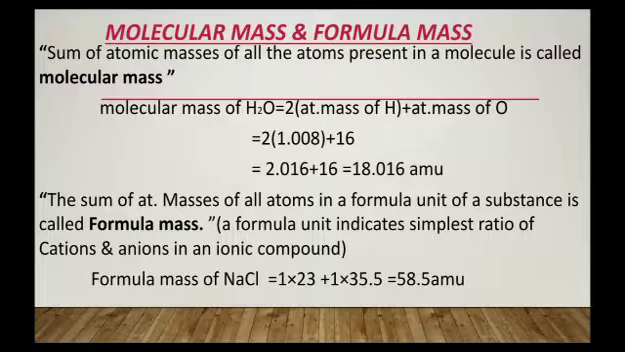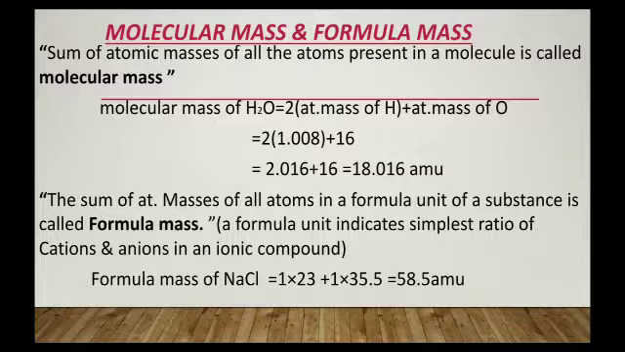Now the example for formula mass is of NaCl. This is 1 into 23. One atom of Na, that is sodium, and the atomic mass of sodium is 23, plus 1 into 35.5. This 35.5 is the atomic mass for chlorine, that is equal to 58.5 AMU.